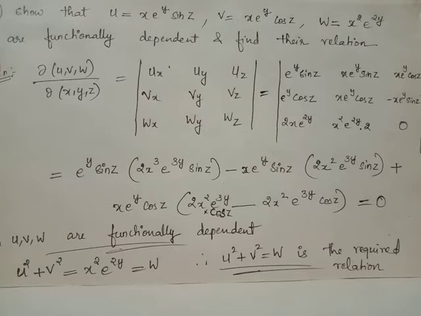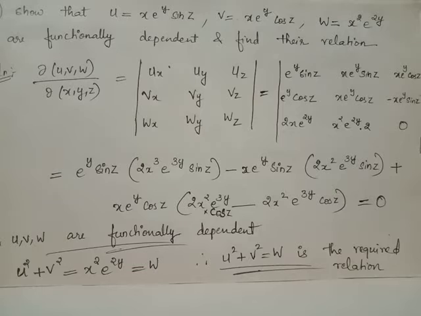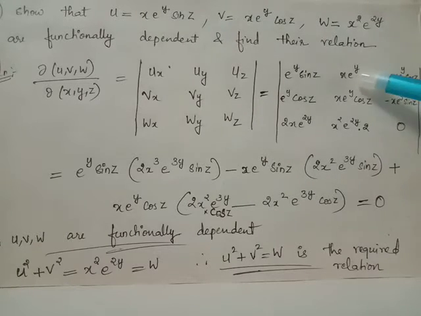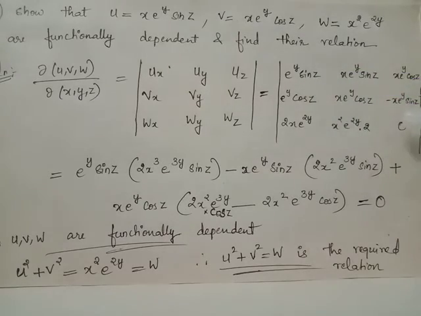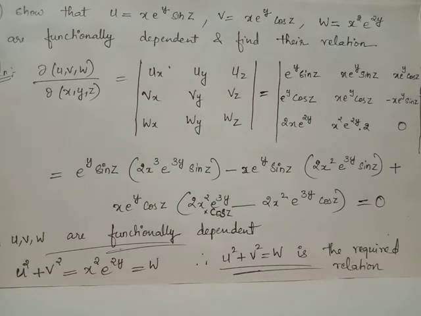We will expand the determinant by the usual expansion along the first row. We have e raised to y into sin z multiplied by these two values multiplied minus these two values multiplied, minus this term multiplied by these two values multiplied minus these two values multiplied, and this expression multiplied by these two values multiplied minus these two values multiplied. Whenever e raised to 2y gets multiplied by e raised to y, it becomes e raised to 2y plus y, which becomes e raised to 3y.